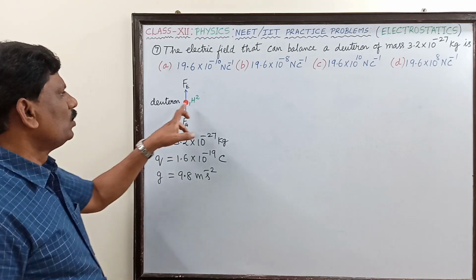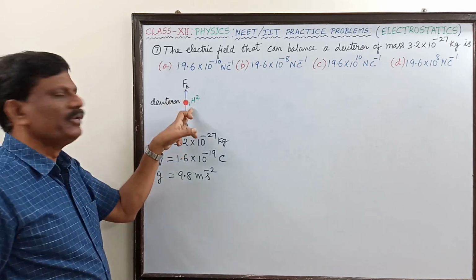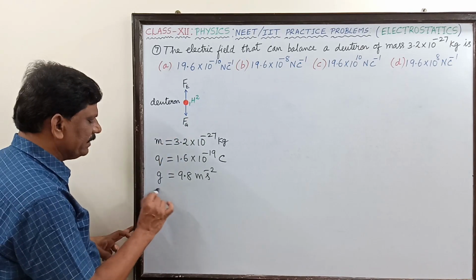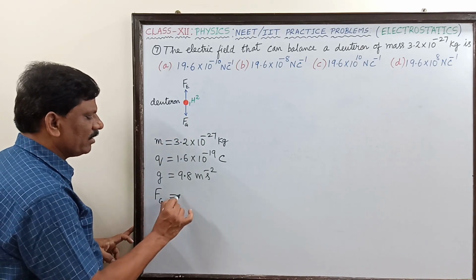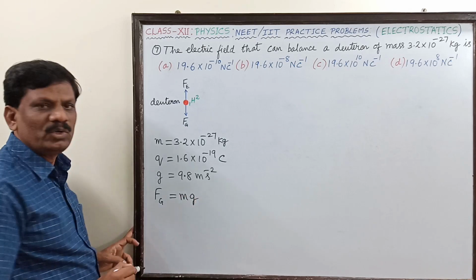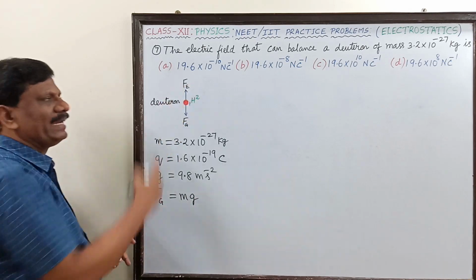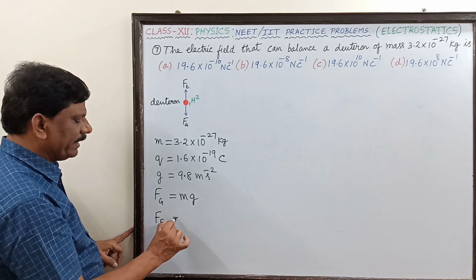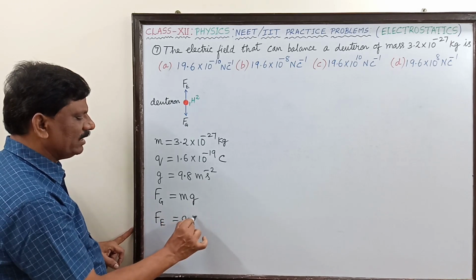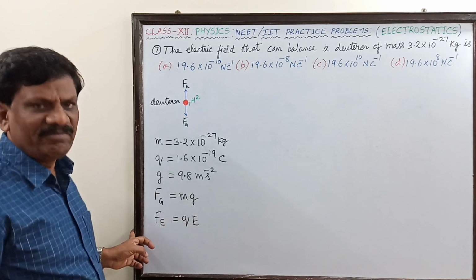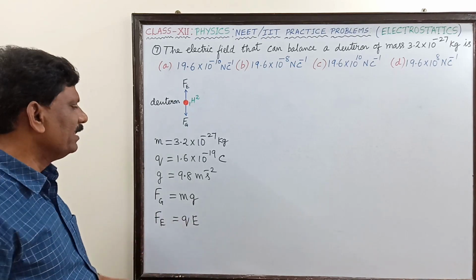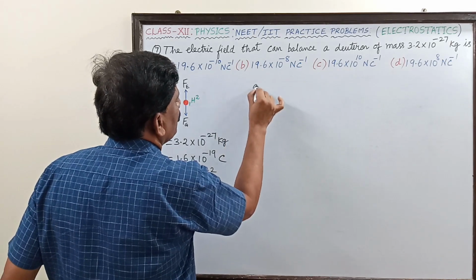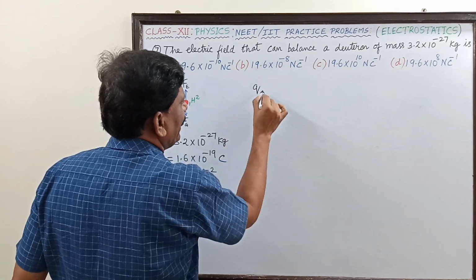Okay. Now two forces are acting on the deuteron. One is the gravitational force. That force is Fg, that is equal to mass into acceleration due to gravity. It is being balanced by the other force called electrical force. So the electrical force is equal to charge into the electric field, magnitude of the electric field. So I am going to equate these two because they are being balanced.